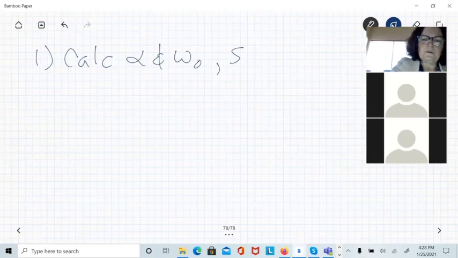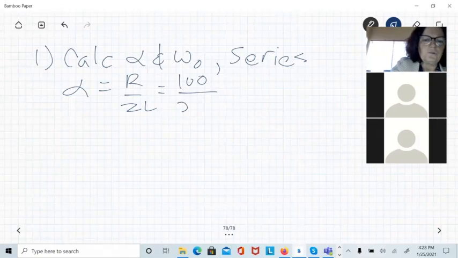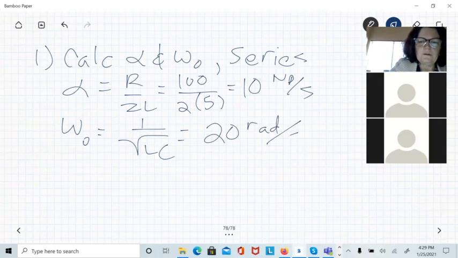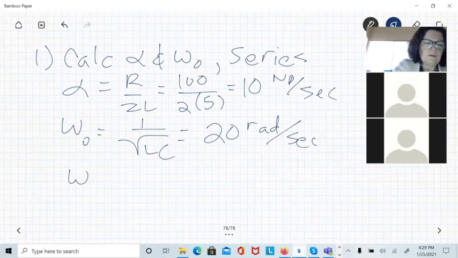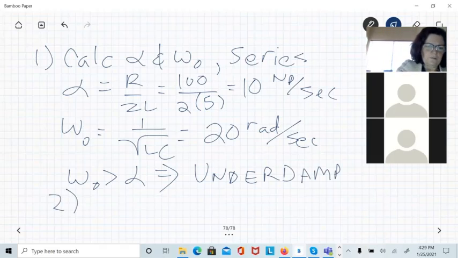And it's series. If it was parallel, they're different equations. So alpha equals R over 2L: 100 ohms over 2 times 5 henries gives me 10 nepers per second. Omega naught is 1 over the square root of LC, and I plug in those values and I get 20 radians per second. Then I've got that omega naught is greater than alpha, so this is underdamping. And we've already gone to step 2, which is the type of damping.